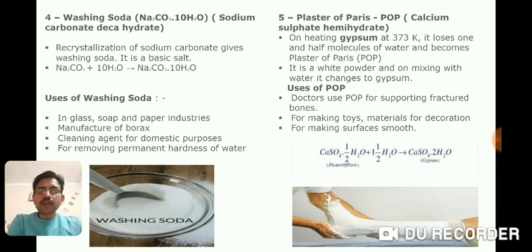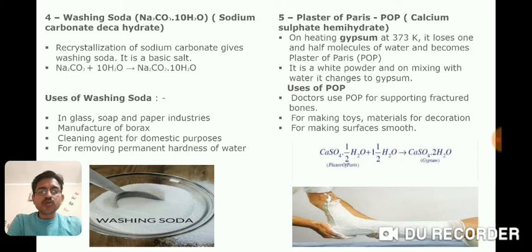Heating should be carefully controlled. Otherwise, if the temperature exceeds 100 degrees Celsius, then the half water molecule will also be evaporated and dead burnt plaster is formed, which has no property like that of POP. POP is a white colored powdery substance which becomes hard on mixing water into it. The hardness is because of the formation of gypsum.